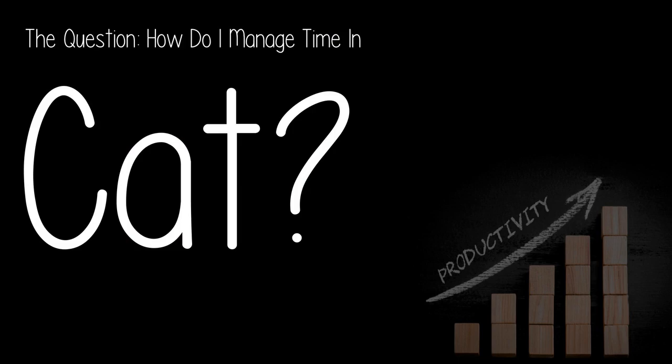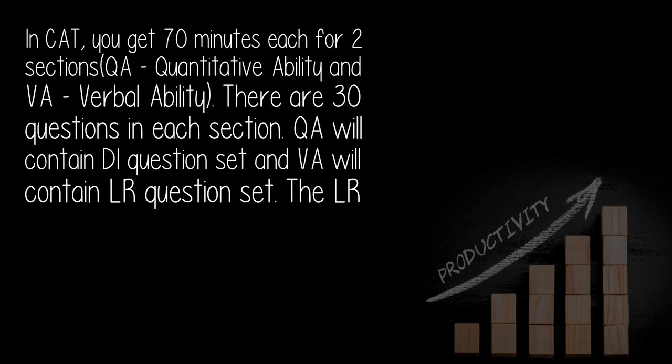The question: how do I manage time in CAT? In CAT, you get 70 minutes each for 2 sections: QA, Quantitative Ability, and VA, Verbal Ability. There are 30 questions in each section. QA will contain a DI question set and VA will contain an LR question set.